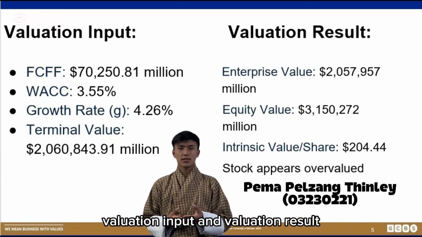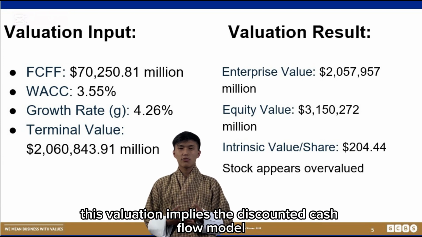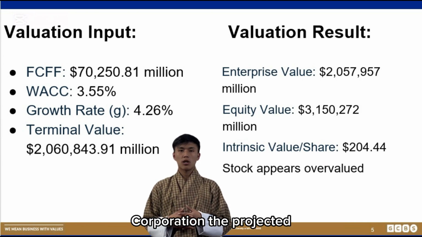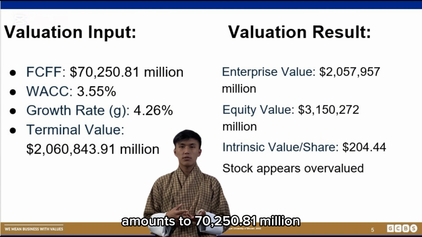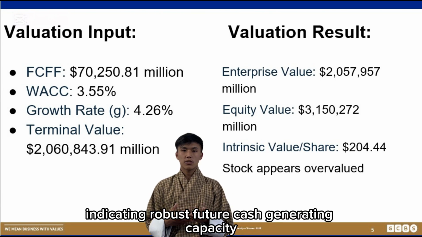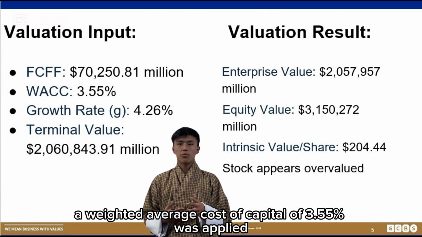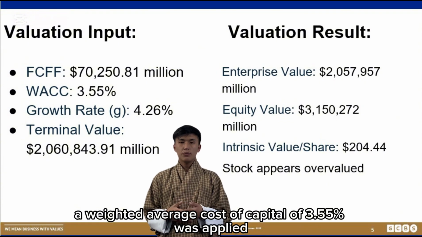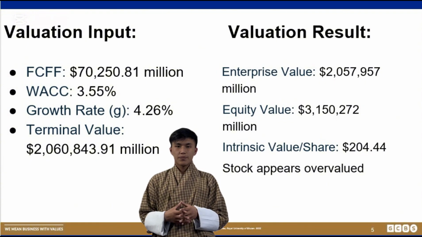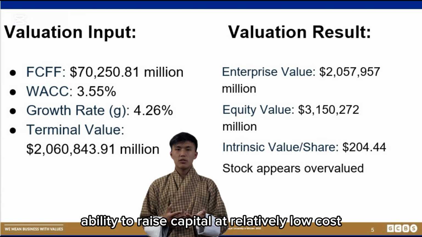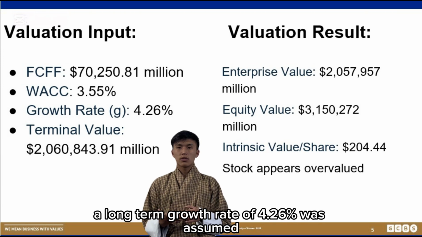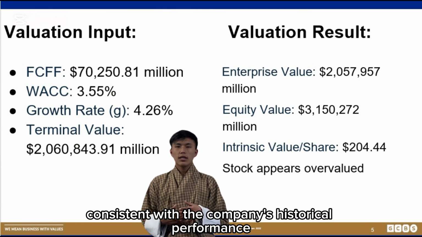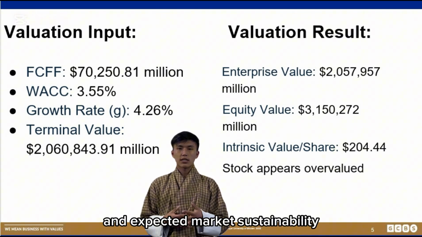Now I will continue with the presentation: valuation input and valuation result. This valuation applies the discounted cash flow model to estimate the intrinsic value of Apple Incorporated. The projected free cash flow to the firm amounts to $70,250.81 million, indicating robust future cash generating capacity. A weighted average cost of capital of 3.55% was applied, reflecting Apple's ability to raise capital at relatively low cost. Additionally, a long-term growth rate of 4.26% was assumed, consistent with the company's historical performance and expected market sustainability.